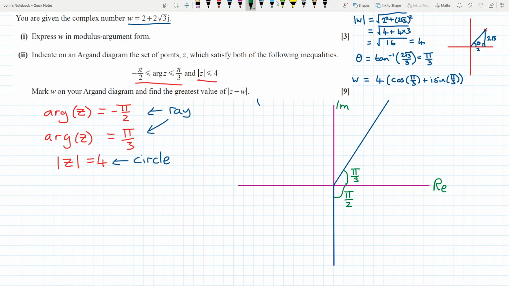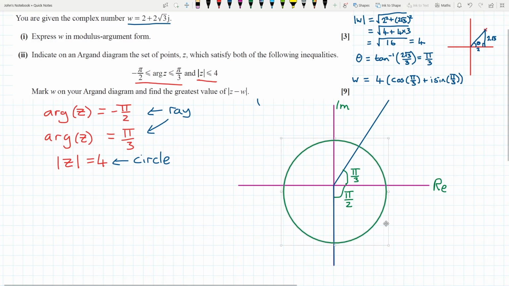Okay, now we want to draw our circle. This is the circle of center 0, i.e. the origin of our Argand diagram, and it has a radius of 4. So let's draw this. Like that. And we've got something like this.